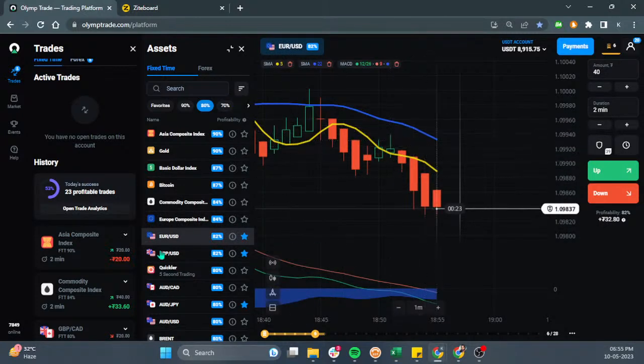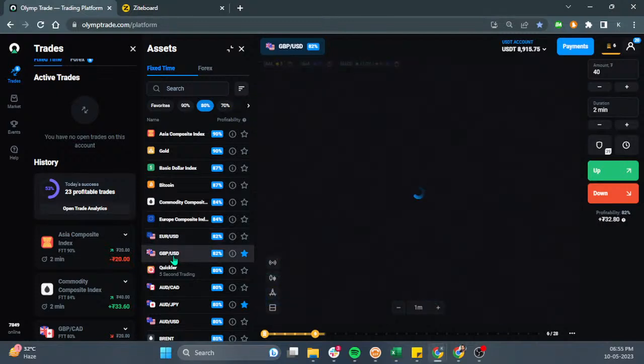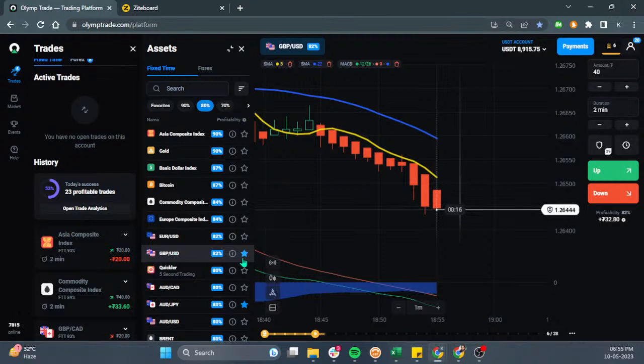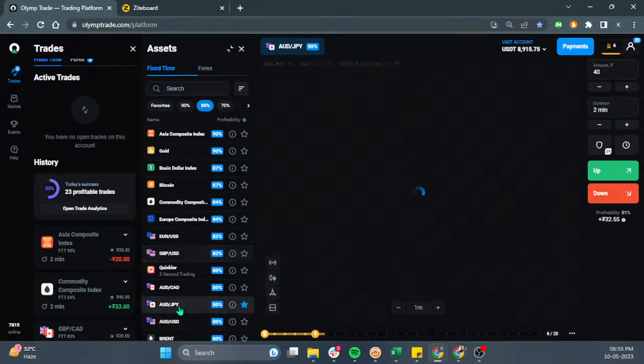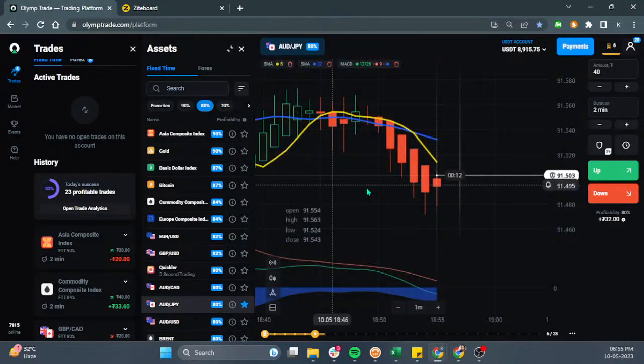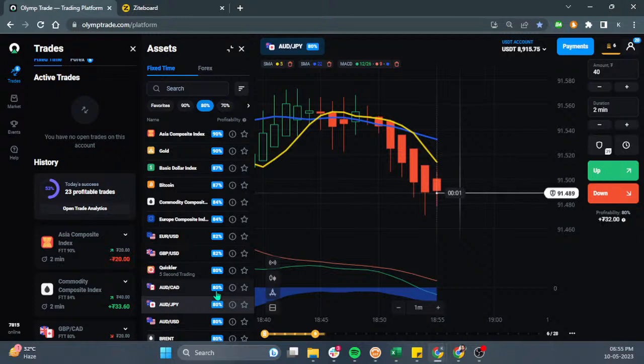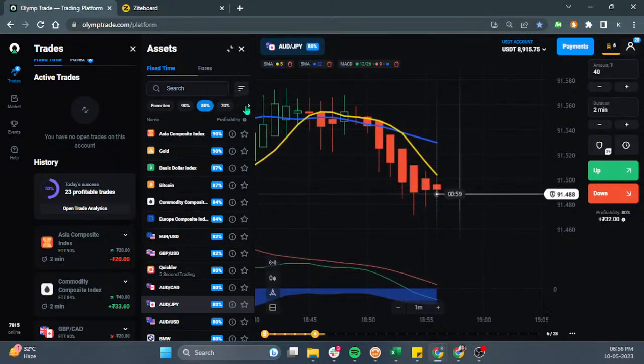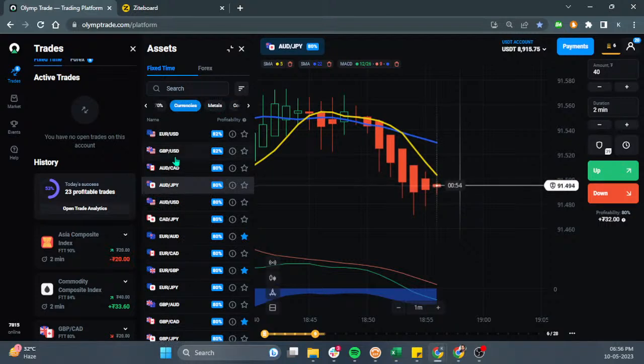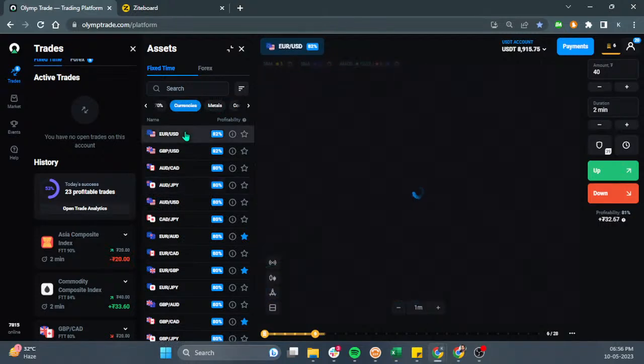No crossing anytime soon over here. We can remove the star, not an issue. No crossing over here, removing the star. Oh, we missed the crossing. We could have opened a trade over here. Not an issue. But that's the thing, guys. Keep checking because I can assure you one thing: you will find lot of assets where you can open a trade. And if you use proper logic, proper understanding, you will have more often than not profitable trades.